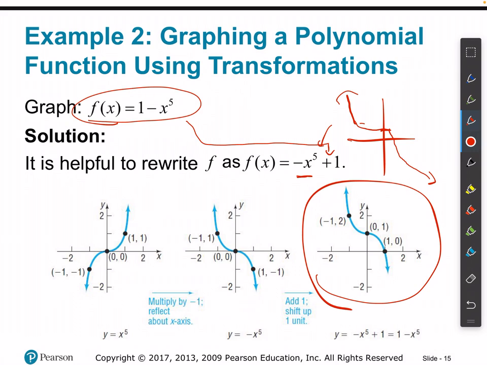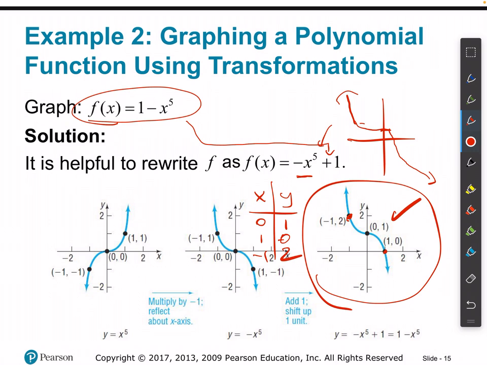If they don't, what you need to do is plug some values in, so we can always make a table, right? An XY table. You could plug a 0 in, you know you'll be at 1. You could plug a 1 in, and 1 to the fifth is just 1, but then that's negative, right? So if you plug a 1 in, you'd be at negative 1 plus 1, which is 0. Okay, so that lines up. And then if you plug a negative 1 in, negative 1 to the fifth is negative 1, negative 1 times negative is positive 1, 1 plus 1 is 2. So at negative 1 you're at 2. Okay, so it's got to be this graph here.